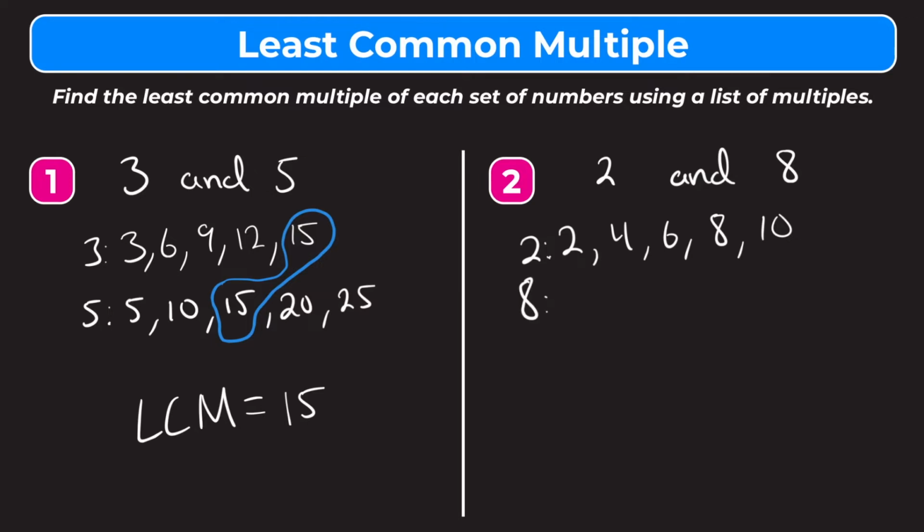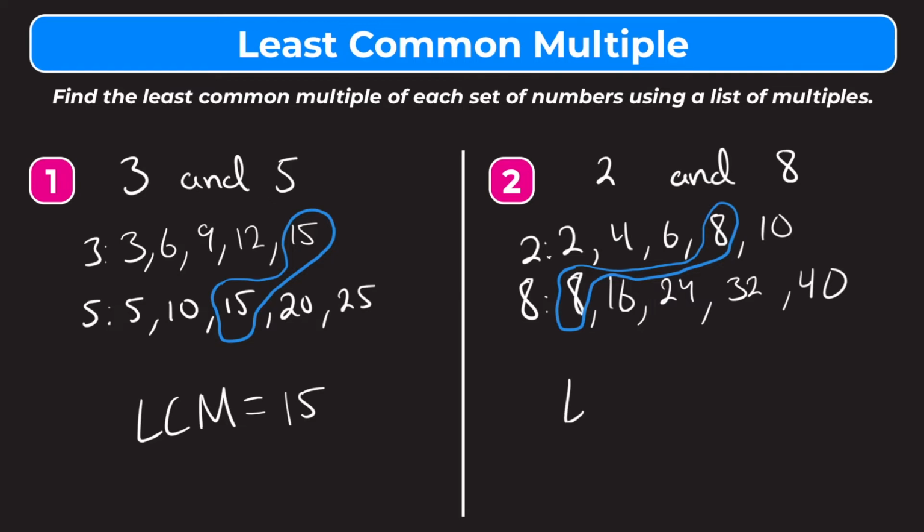Now we can do 8. So we have 8, 16, 24, 32, and 40. So let's go through and see if they have any common multiples. So they do, 8, so we can circle the 8s. So that's going to mean that the least common multiple, or LCM, of 2 and 8 is 8.